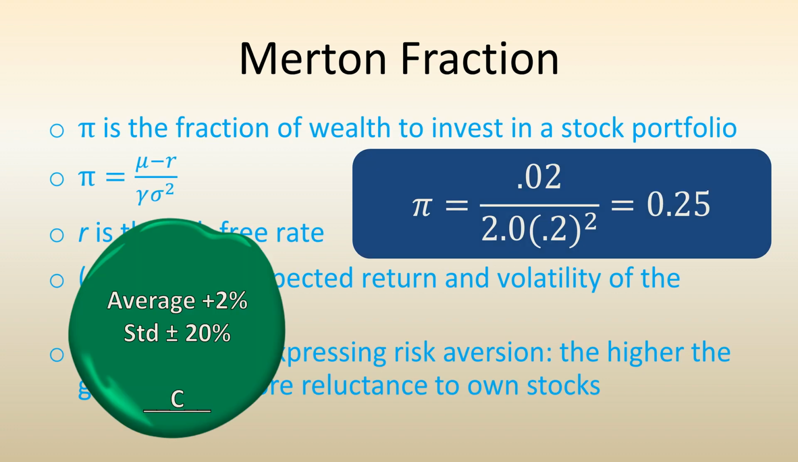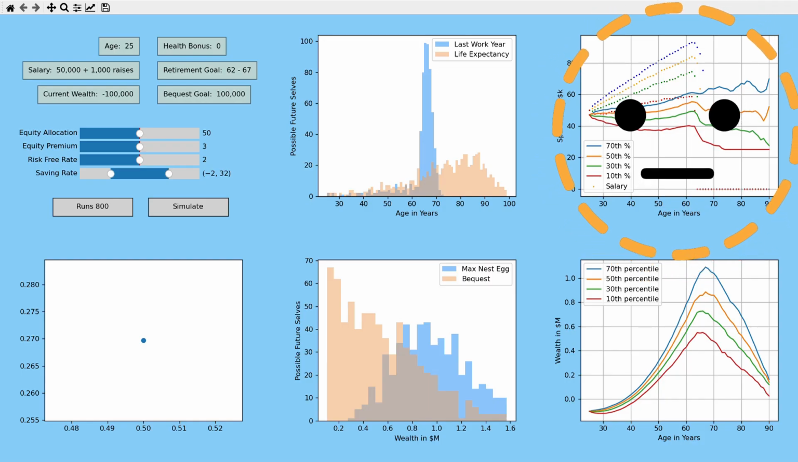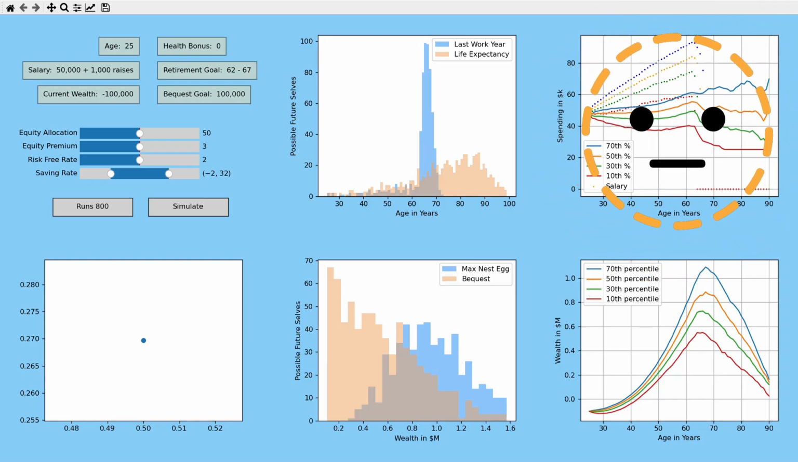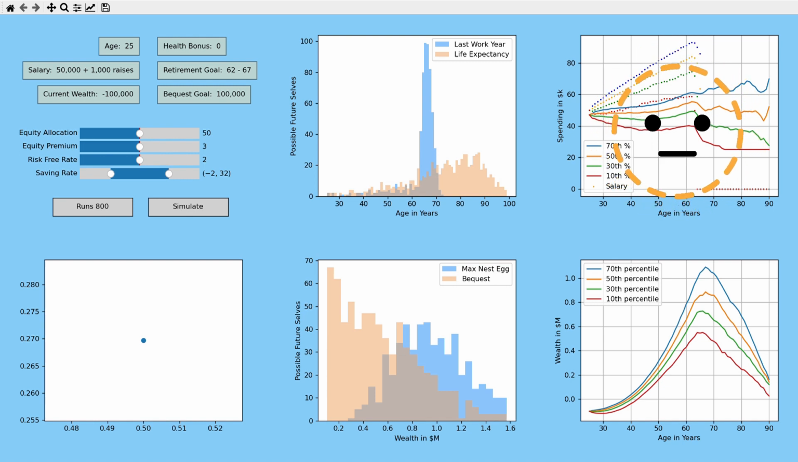To use the Merton formula to solve bet C, which was a 2% return and a 20% volatility, the answer would be to invest 25% of your savings into this asset. So let's look at the spending game. In order to maximize spending, we would need to maximize the investment return while taking into account risk. How can we use the equity game to not only optimize lifetime spending, but also optimize utility?